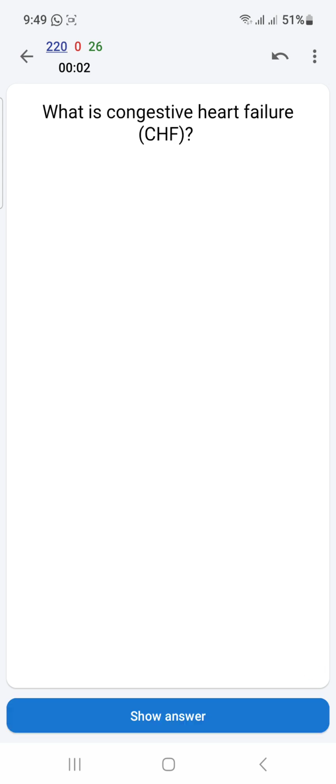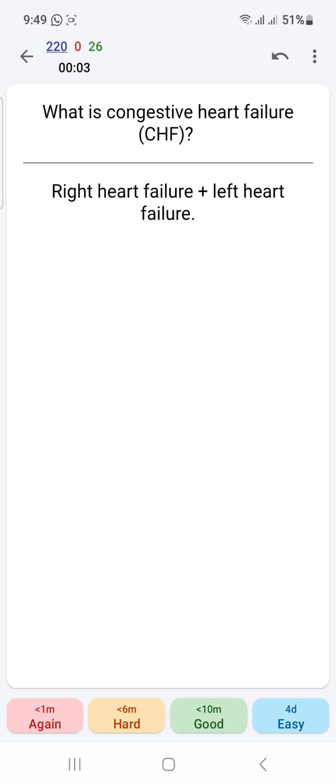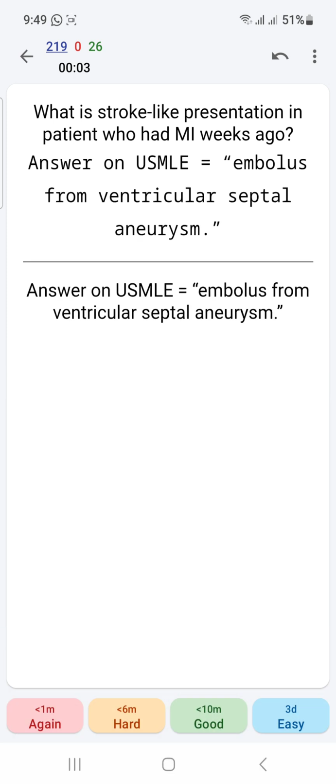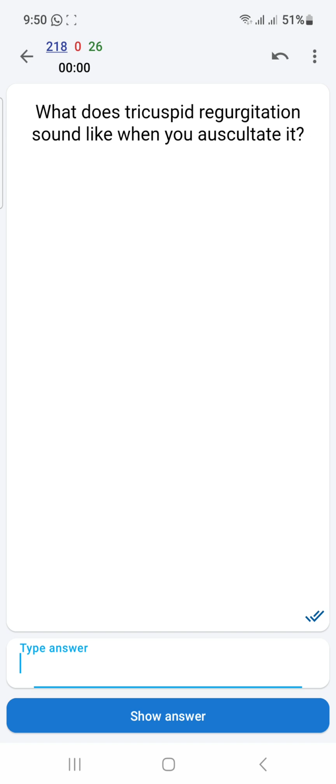What is congestive heart failure? CHF: right heart failure plus left heart failure. Or a stroke-like presentation in a patient who had an MI weeks ago, embolized from the ventricular septal aneurysm.